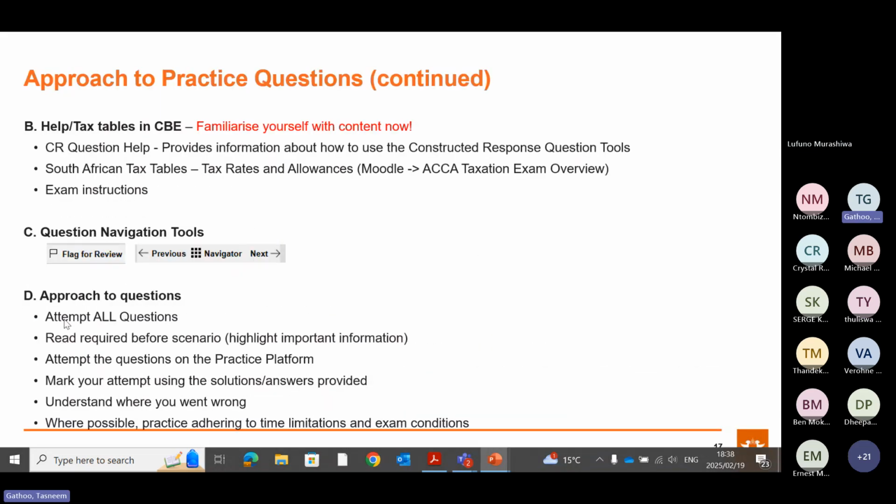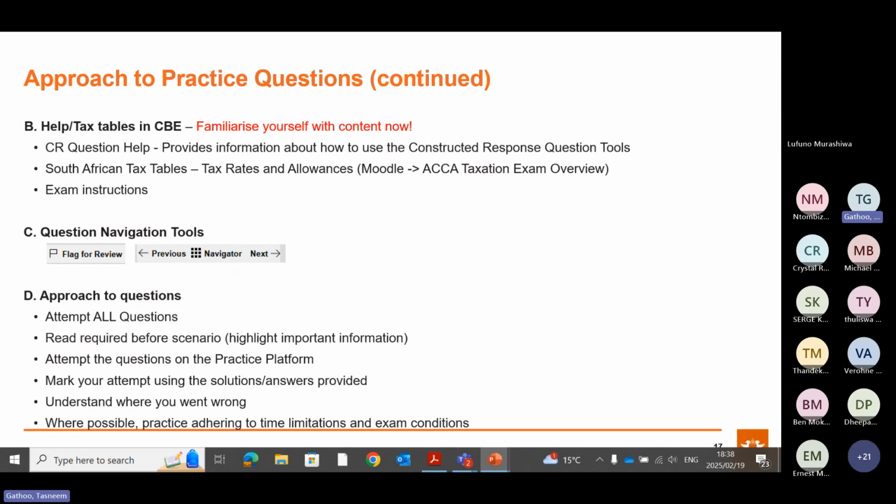Now, the second thing that we looked at was the help in the tax tables. Again, it's really important that you familiarize yourself with that content from now. Then we've looked at the navigation tools. And then lastly, what is your approach to questions? Firstly, make sure you attempt all your questions. Don't leave anything blank.